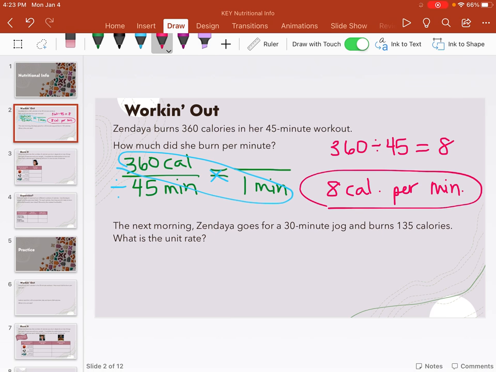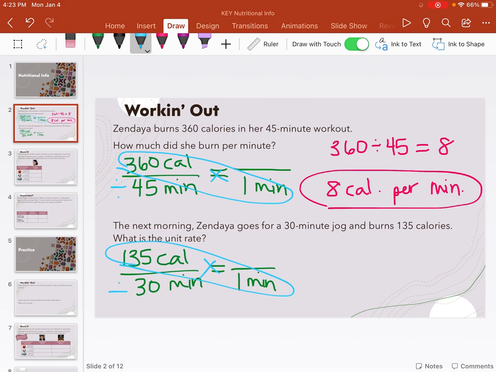Okay, the next morning Zendaya goes for a 30-minute jog and burns 135 calories. What is the unit rate? Go ahead and set up the proportion and solve that one. Same idea as the last one. All right, so we should have 135 calories in 30 minutes. I want to know what it is for 1 minute. Cross multiply and divide. 135 times 1 is 135. 135 divided by 30. This one doesn't work out quite as nicely, so I'll go ahead and show it.